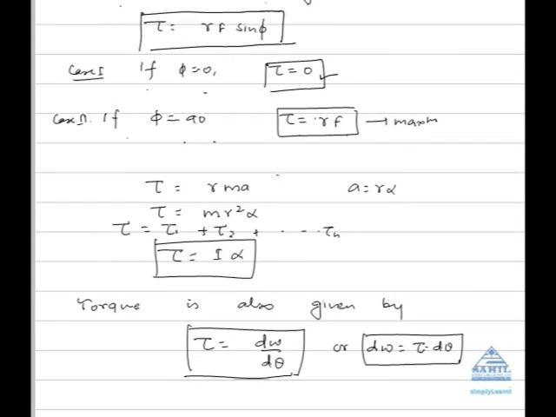We have force equal to mass into acceleration. That is, torque is also given by r m into a, where a is equal to r into alpha, which means torque is equal to m r square alpha. For a system, the total or net torque is given by tau1 plus tau2 up to taun, which is also given by tau is equal to I into alpha. Torque is also given by the rate of change of work done with respect to the displacement, or dW is equal to torque into d theta.